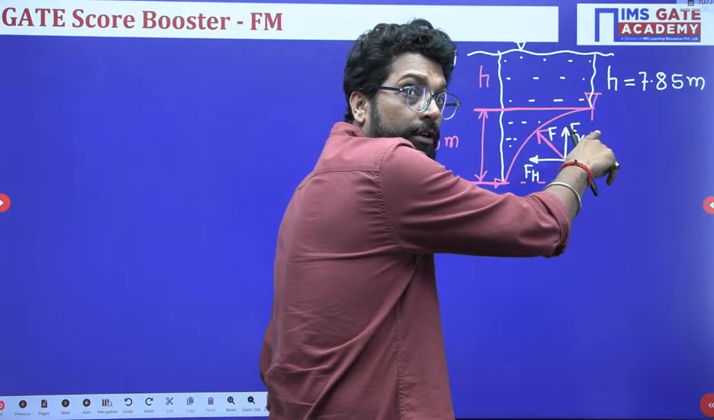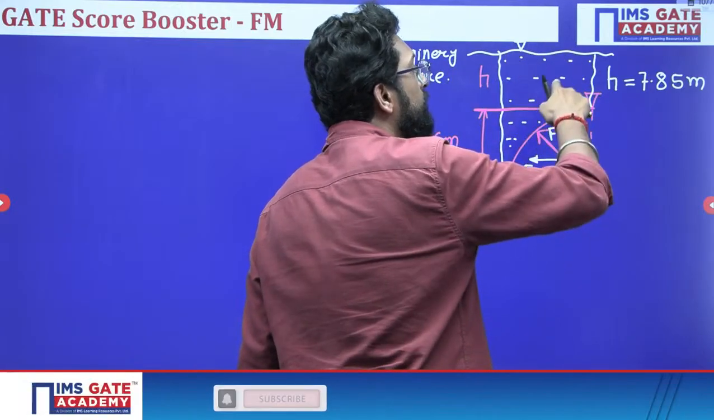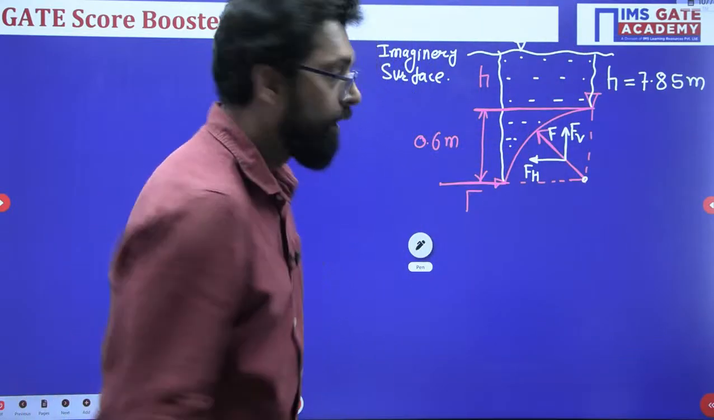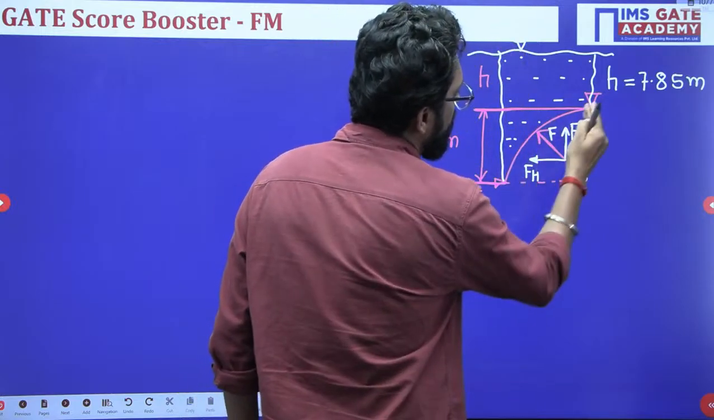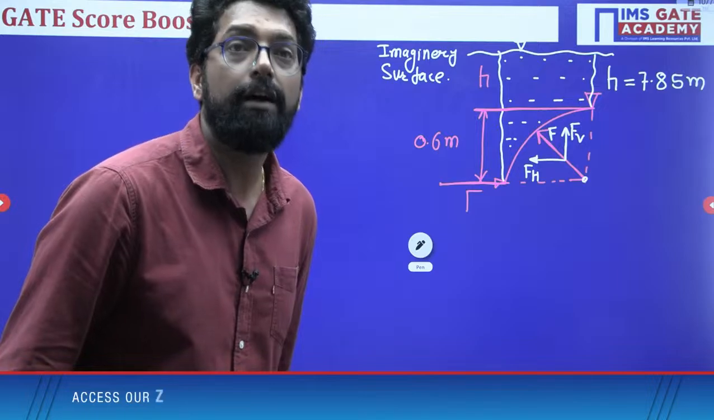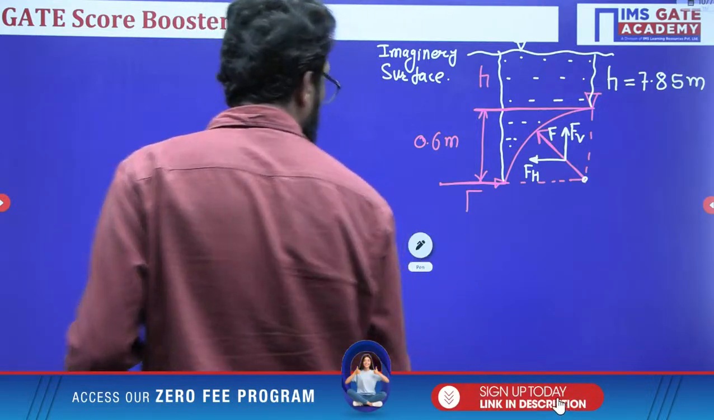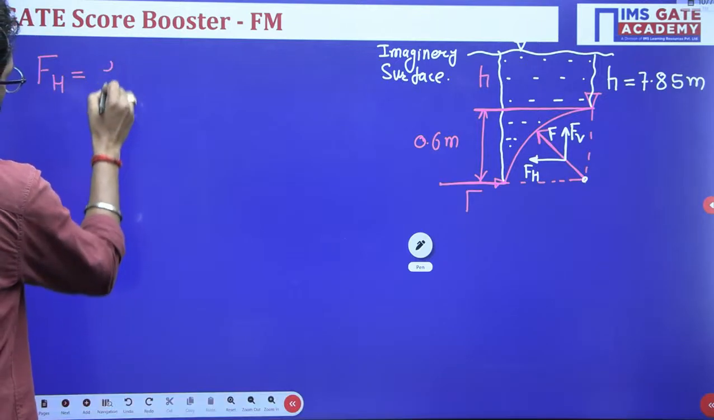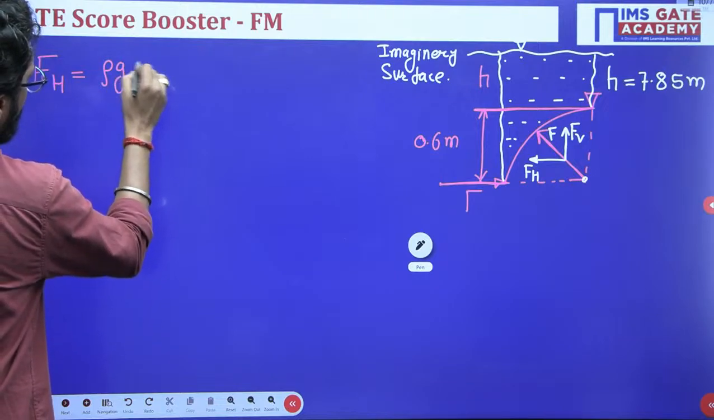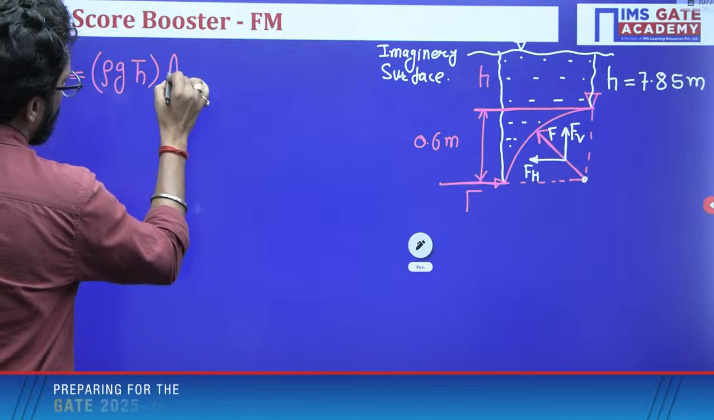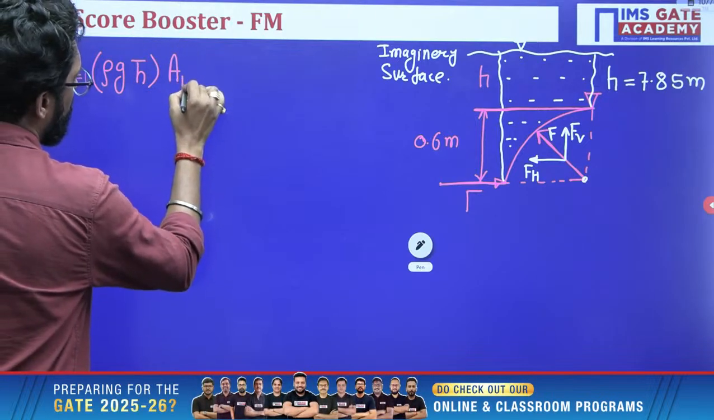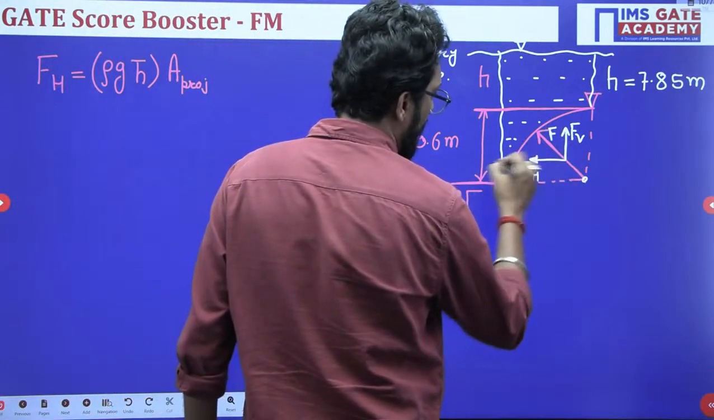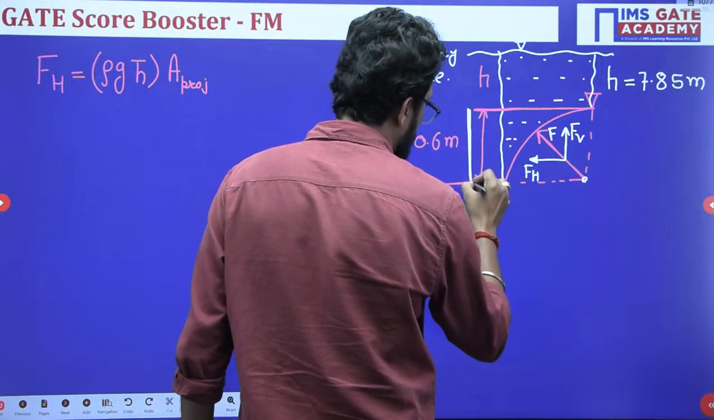And what is the vertical force? The vertical force is the weight of this imaginary fluid up to the free surface. What is the horizontal force? It is based on the vertical projection of the curved surface. So if you find the horizontal force FH, it is rho g h bar into the projected area, and this projected area is in the vertical direction.